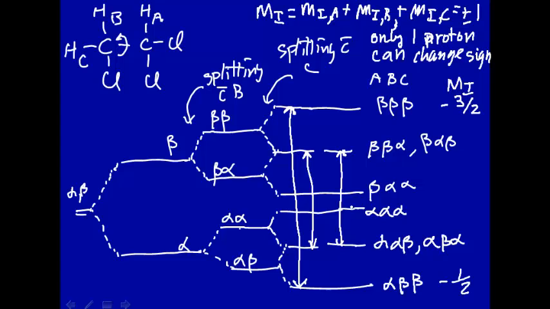And our final transition will be the alpha alpha alpha to beta alpha alpha. Here only one flipped spin. Here this is 3/2. Total m sub I is -1/2 plus 1. This is 1/2. That's okay. The m sub I here, this is -1/2. The m sub I down here is +1/2. So this is a change of 1. This is a change of 1. Those are the three transitions that we expect to observe.